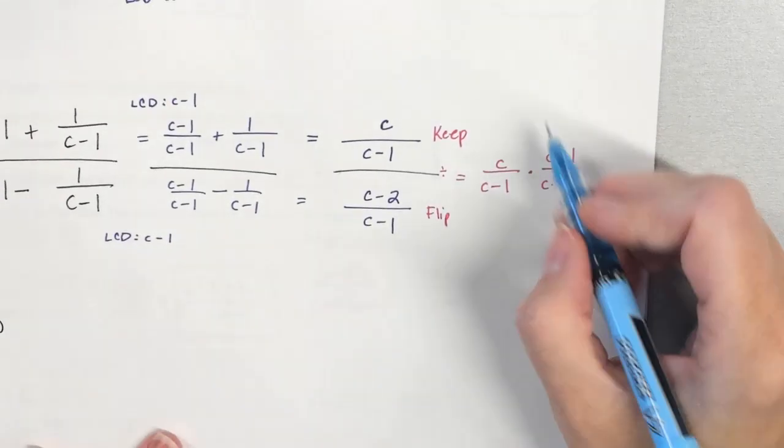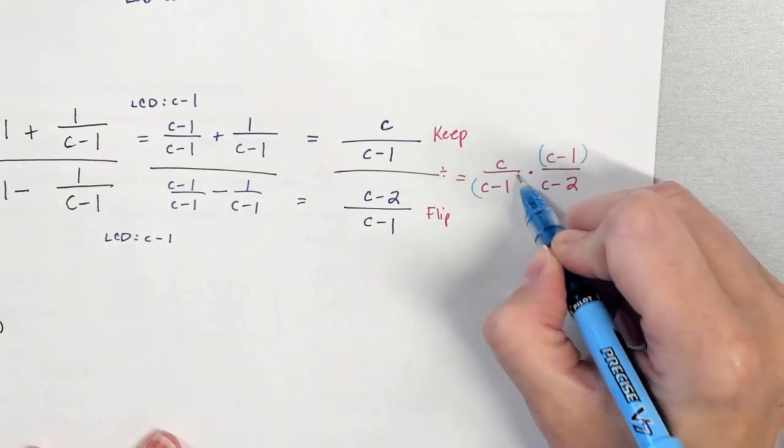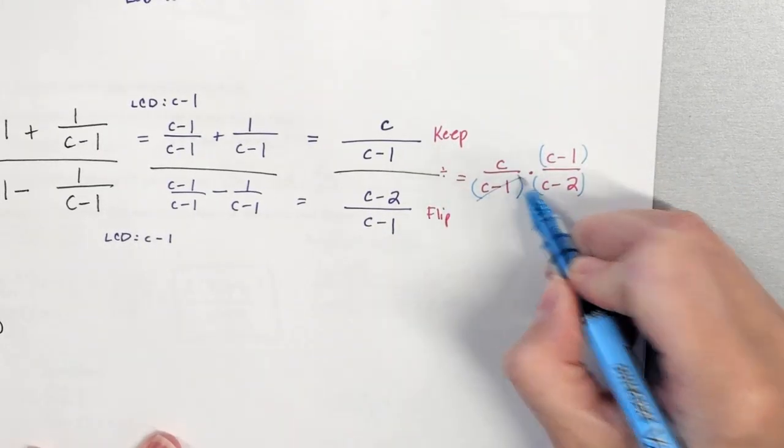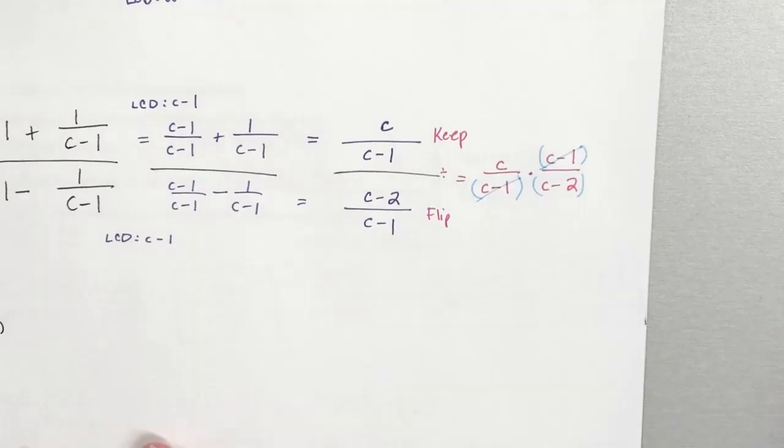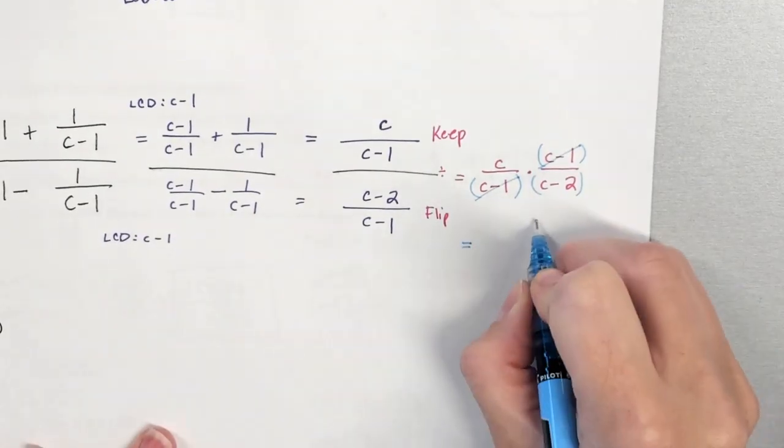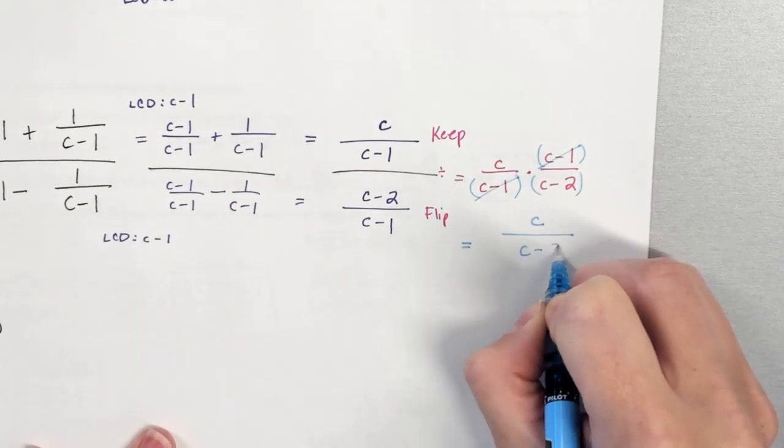Okay, and then this time we do have a common factor. We have the C minus 1 that's going to cancel out. So you have C over C minus 2.